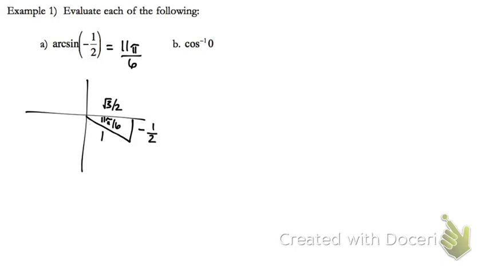Cosine inverse of 0, so finding all the places where cosine is equal to 0. Remember that cosine is restricted to the first and second quadrant. And cosine is equal to 0 only one time in that quadrant, and that's right here at pi over 2. So cosine inverse of 0 is equal to pi over 2.